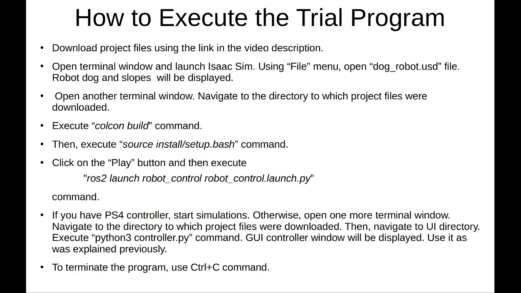Open another terminal window. Navigate to the directory to which project files were downloaded. Execute the colcon build command. Then execute the source install setup bash command. Click on the play button and then execute the ROS2 launch robot control launch py command. If you have a PS4 controller, start simulations. Otherwise, open one more terminal window.